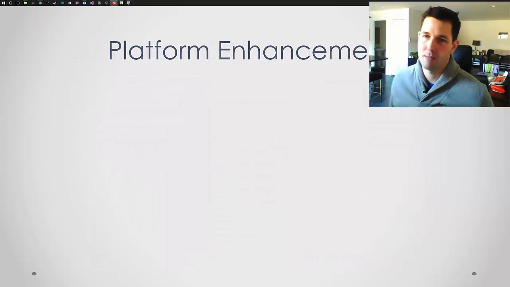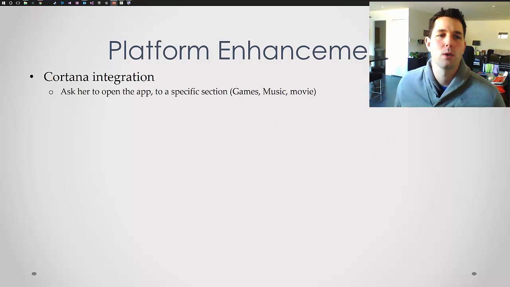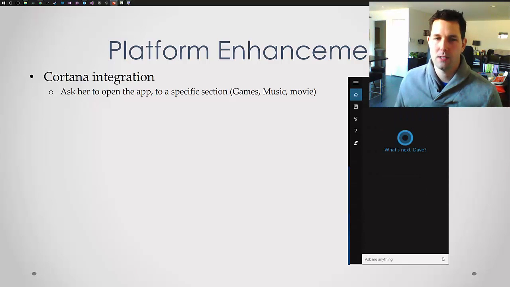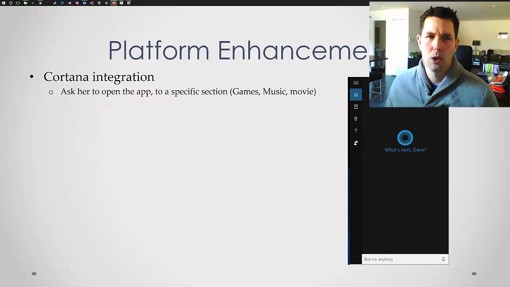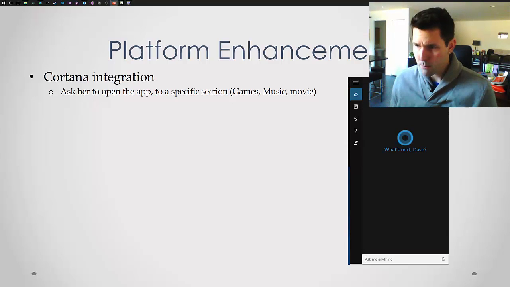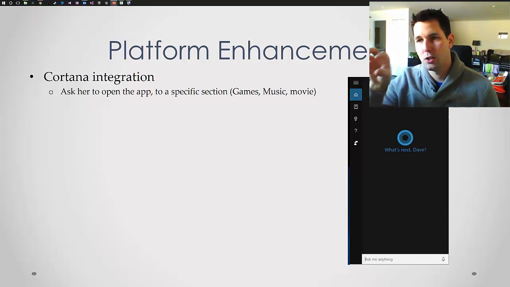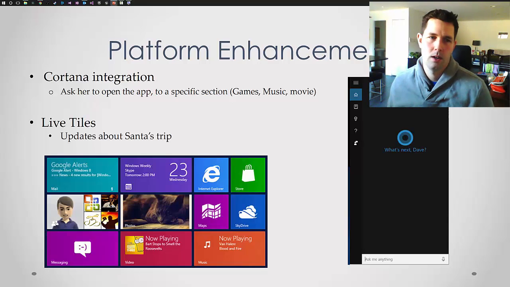So there are also platform enhancements, right? Maybe you're writing specifically for Windows Phone. You could have something like Cortana integration. You could ask her to open up the app to a specific section and say, "Hey Cortana, in Dave's app, load up the section for students." And then I could dive directly into that application and my section towards students, right? Very quick, very easy to access some of this.